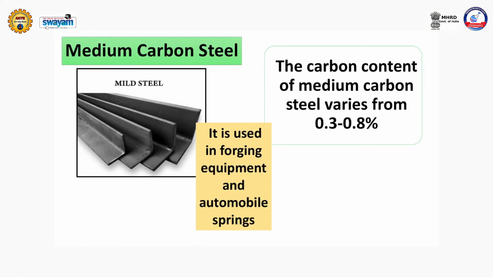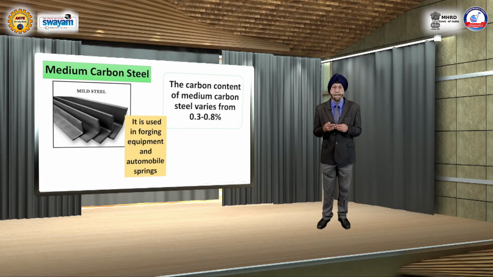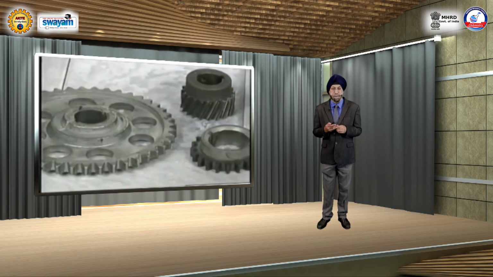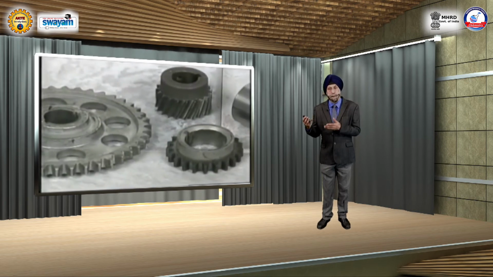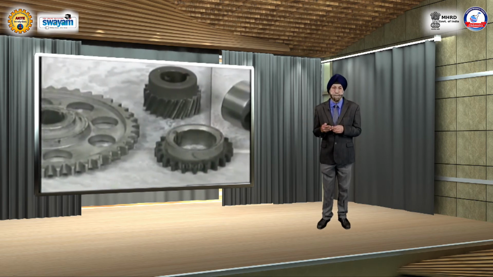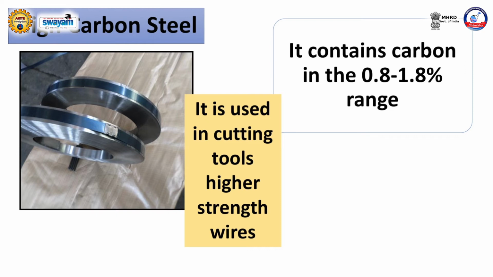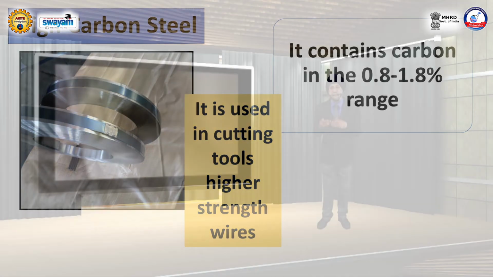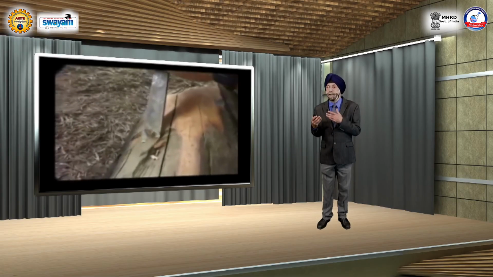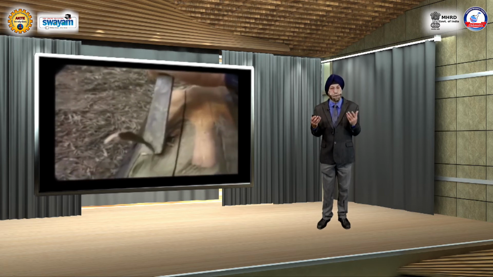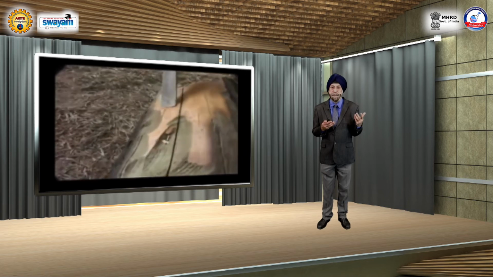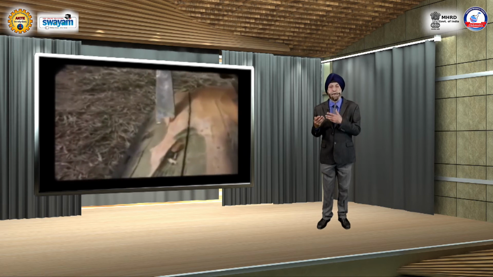Second is medium carbon steel. The carbon content in this variety varies from 0.3 to 0.8%. It is used in forging equipment and automobile springs. Third is high carbon steel. It contains carbon in the 0.8 to 1.8% range and is used in cutting tools and high strength wires.